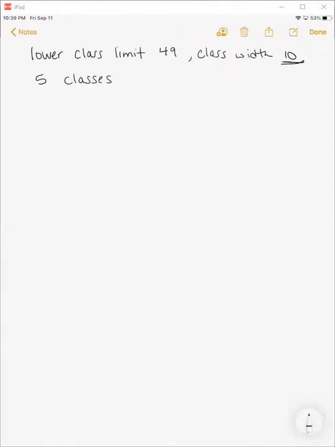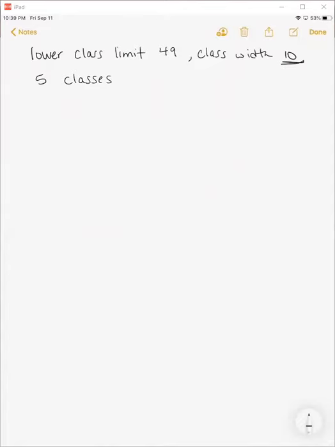For question 30, there was a question on there that had you find the class limits, and what it actually had you find was the class boundaries. And so I'm going to talk about the difference between the class limits and class boundaries. So let's look at an example.